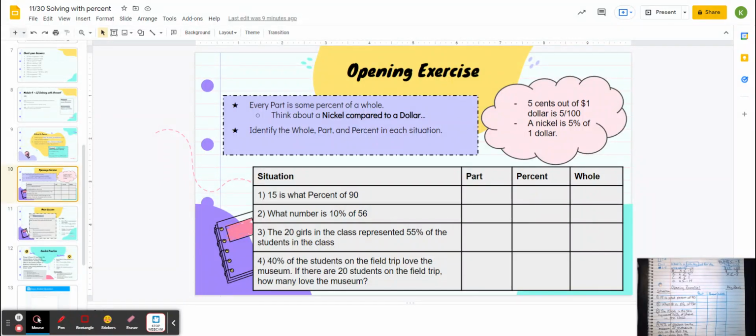All right, guys. So here we are at our opening exercise, which is the main part of our lesson. Of course, we should already have our CFS down. Our do now should be finished, and we should have our open exercise notes here.